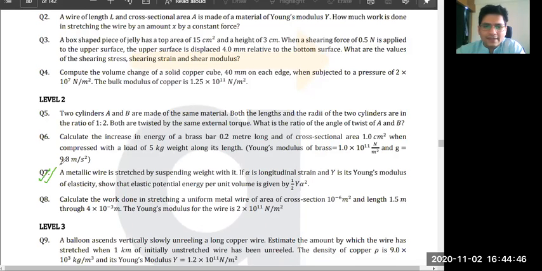Now, question number 7 is basically the derivation of formula. Yes or no? Tell me. That we have already done. Yes or no? Right? So question number 7 we already did. It is the derivation of formula.